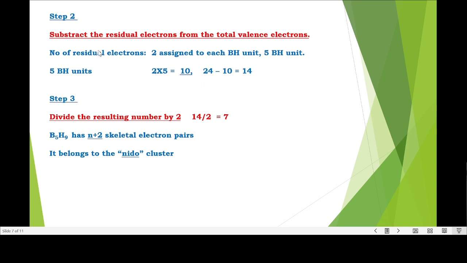Step 2, subtract the residual electrons from the total valence electrons. We have 5 boron, so there will be 5 BH units. So 2 into 5 is 10. 24 minus 10 is 14. Step 3, divide the resulting number by 2. 14 by 2 is 7. Since here we have 5 boron atoms, it belongs to n plus 2 skeletal electron pairs. So this particular B5H9 belongs to a nido cluster.